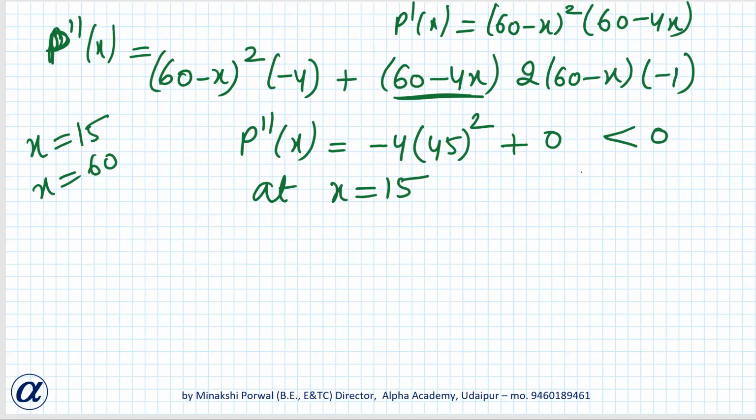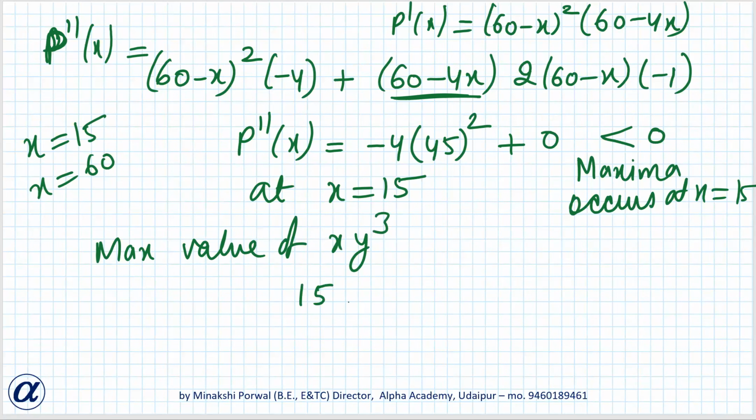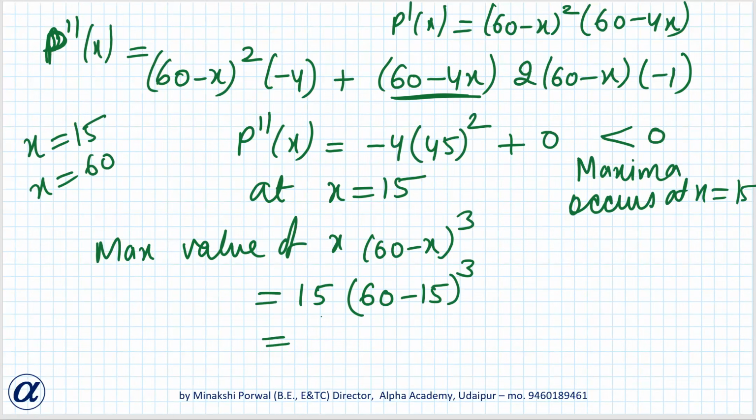Okay. That means maxima occurs at x equals 15. And the maximum value of the function, the maximum value of x y cube, will be equal to 15 into (60 minus 15) the whole cube. Or instead of this we can write x into (60 minus x) the whole cube. We can write this one. So this maximum value will be this.